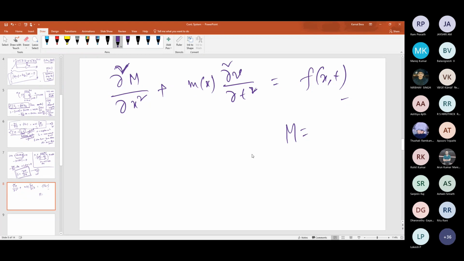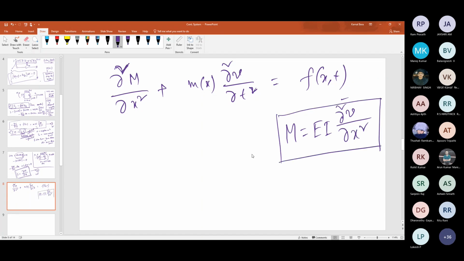M equals... come on, what is M? How is M related to the curvature, basically the differentiation of v? Okay, how is it related? M equals EI del 2 v by del x2. That you already know, right? Very simple. You can refer to any mechanics books, you will find it.